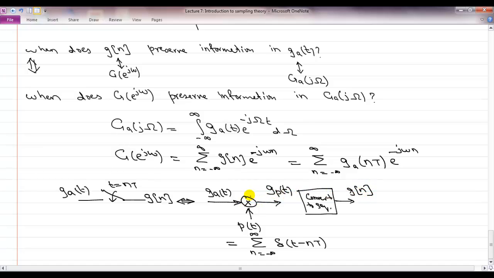The input-output relation of these two pictures stays the same. We start with g_a(t), and when I write down all the details of this, you will see that this g[n] will still be defined as g_a(nT). So the input-output relationship of these two blocks will stay the same, but by writing it in terms of these two different blocks, we will be able to simplify our analysis and really explain the relationship between the discrete time Fourier transform of g[n] and the continuous time Fourier transform of g_a(t). So that will be our goal in the next class.